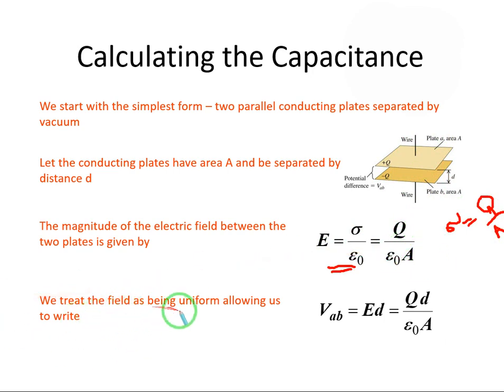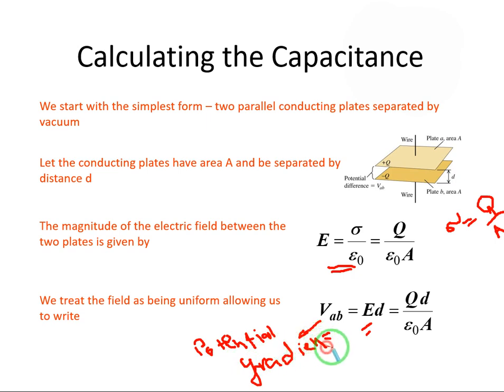Now we treat the field between the plates as uniform, allowing us to write this. Now we can find the potential difference between the two plates, which is VAB. VAB is equal to ED, and this is called the potential gradient. We know E is equal to Q divided by epsilon naught A, and D is the separation between the two plates. So this is basically the formula for calculating the potential difference between the two plates of a capacitor.